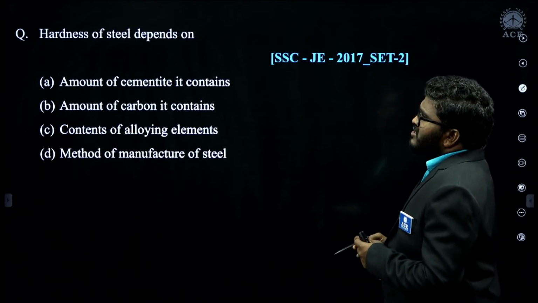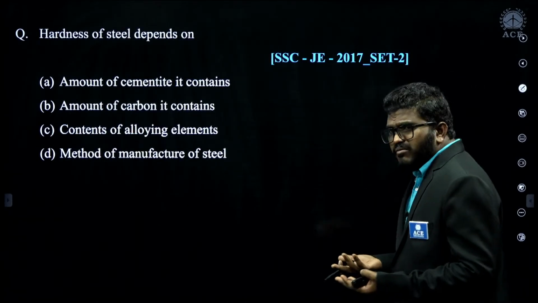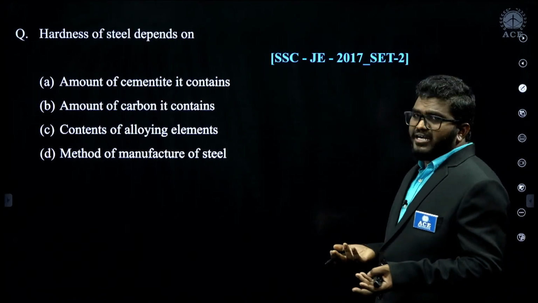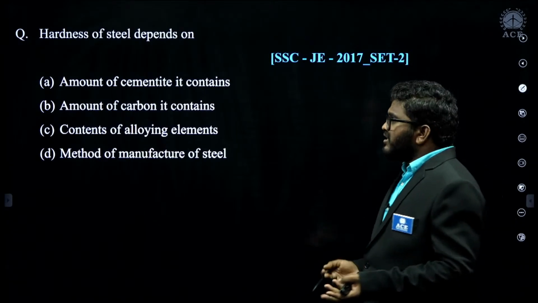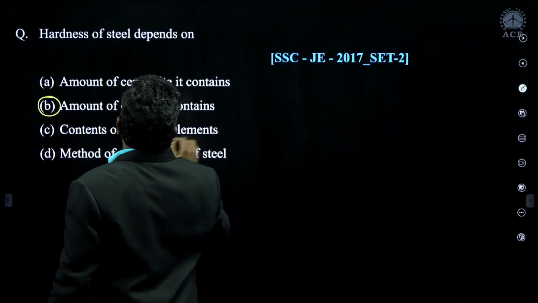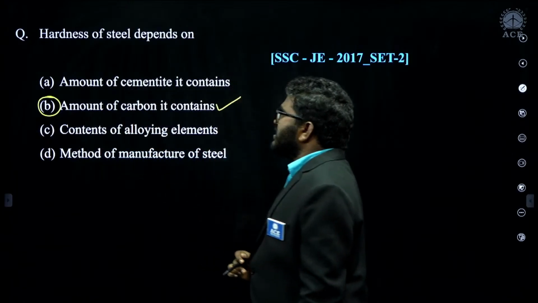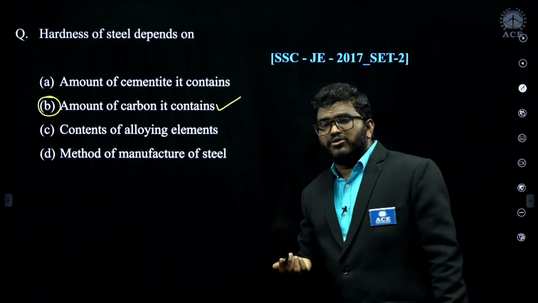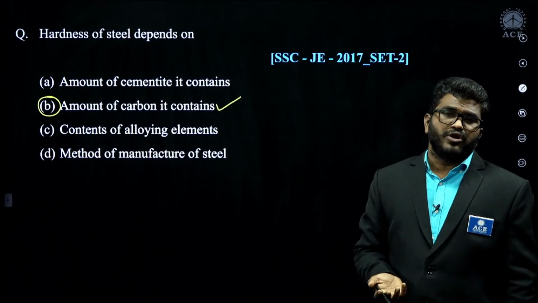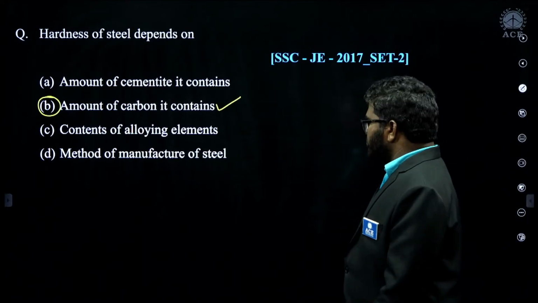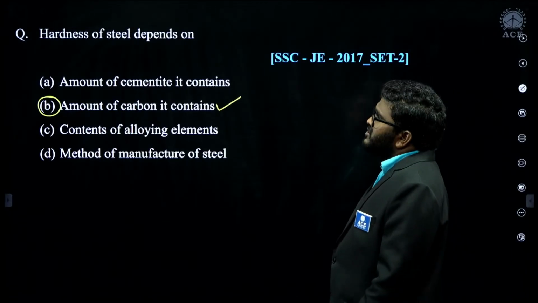Now, hardness of steel depends on percentage of carbon. If carbon is more, cementite is more, martensite is more. Hardness of steel increases with increasing percentage of carbon. Hardness of high carbon steel is more than medium carbon steel and low carbon steel. So B is the correct answer for this question.